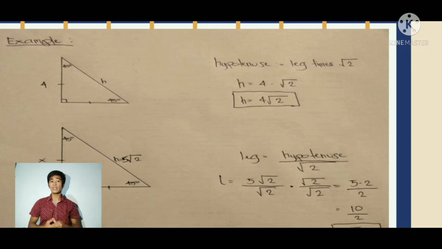So the next step is to substitute. The value of the leg, of course, is 4, times square root of 2. So h, or hypotenuse, is equal to 4 square root of 2. So did you get it? Okay. That is the formula we will use if the hypotenuse is unknown.